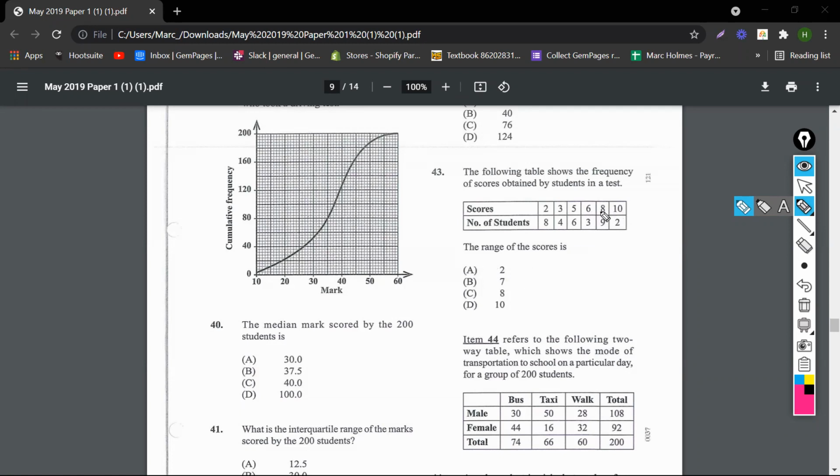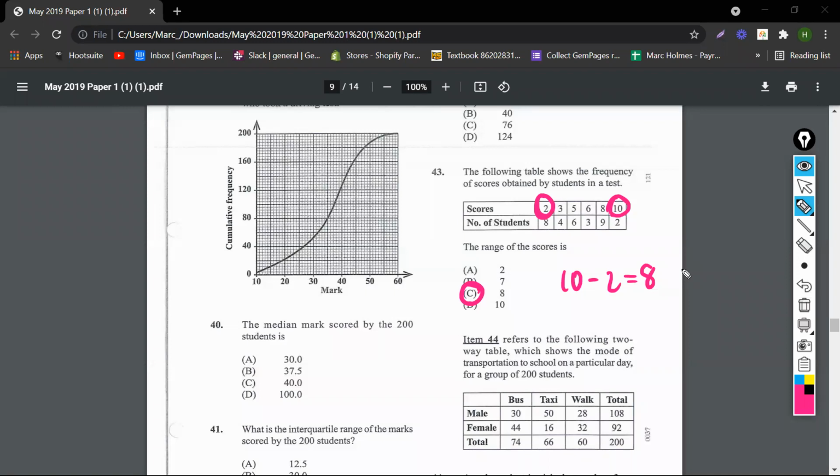So it says, what's the range? The range, guys, is the highest value minus the lowest. So 10 minus 2, sorry. The highest score minus the lowest score is the range. 10 minus 2 is 8. So the range is 8. So the answer is C.